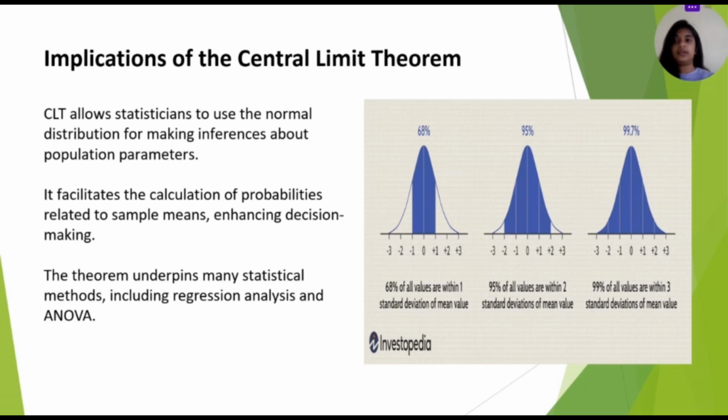Implications of the central limit theorem. CLT allows statisticians to use the normal distribution for making inferences about population parameters. It facilitates the calculation of probabilities related to sample means, enhancing decision making. The theorem underpins many statistical methods including regression analysis and ANOVA.